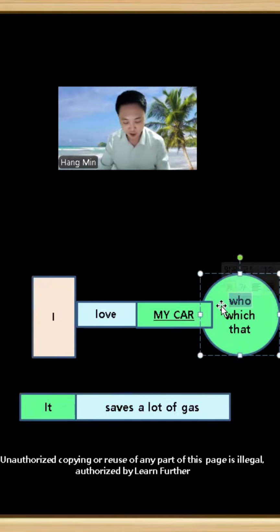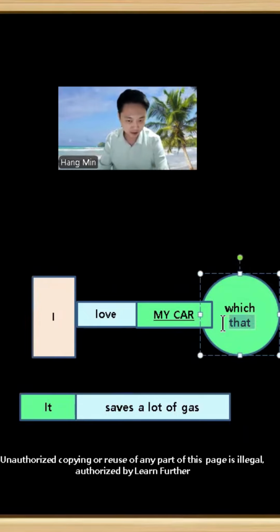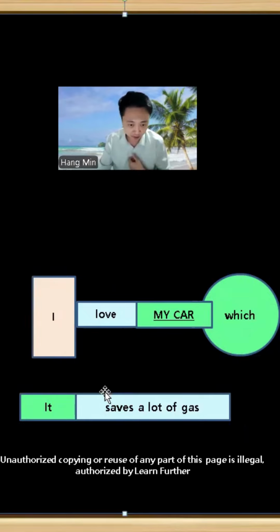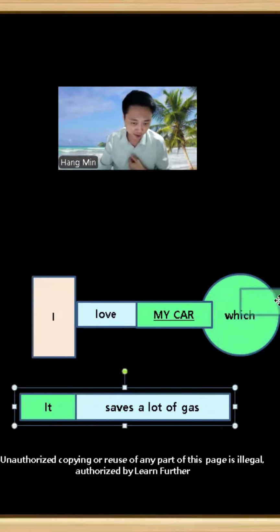And in this case, I'm going to choose which. You can't choose who because it's not a person. I'm not going to choose that because I don't have many cars. I don't need to tell you which car. Okay, so this is just extra information.